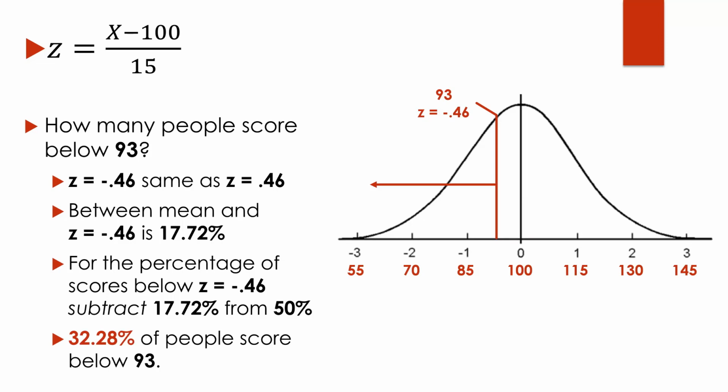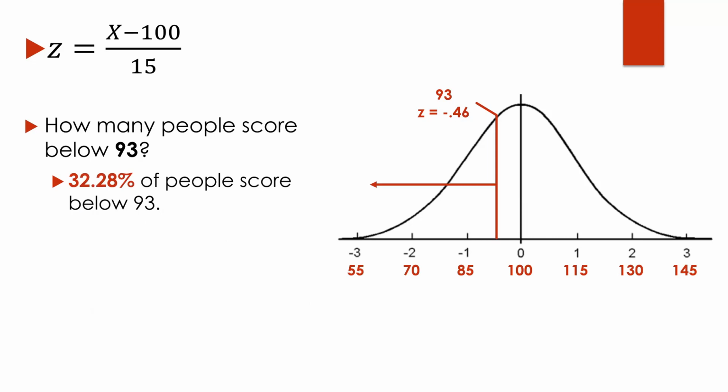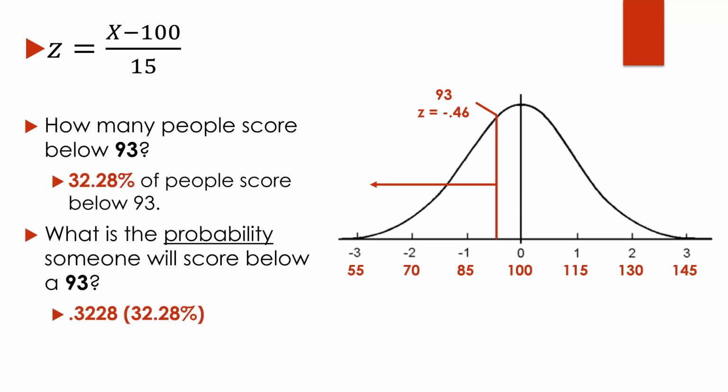So tying this all back to the initial question, how many people score below 93? 32.28% of people score below an IQ of 93. And that's how a z-score can help us calculate our percentages and our probabilities using specific scores, okay? Remember, all you do is take the same percentage and convert it to a decimal. What is the probability someone will have an IQ below 93? 0.3228, right? And that's how that works.